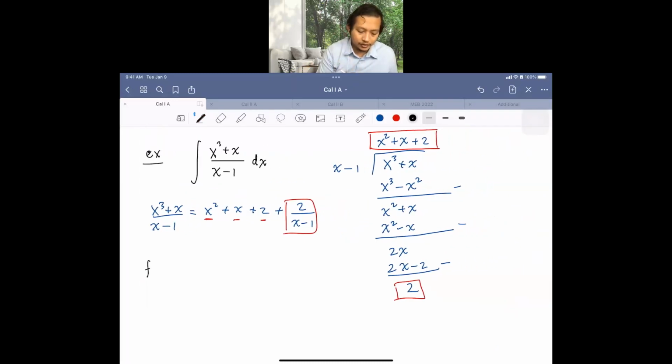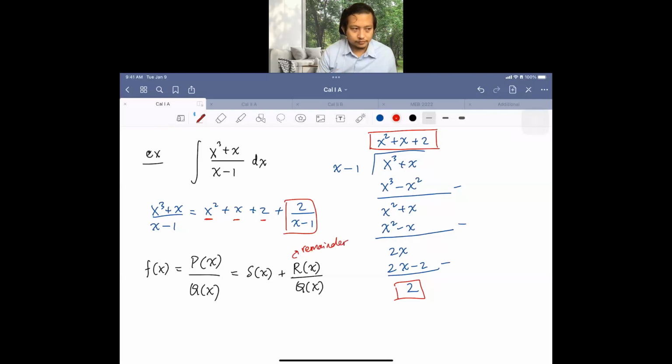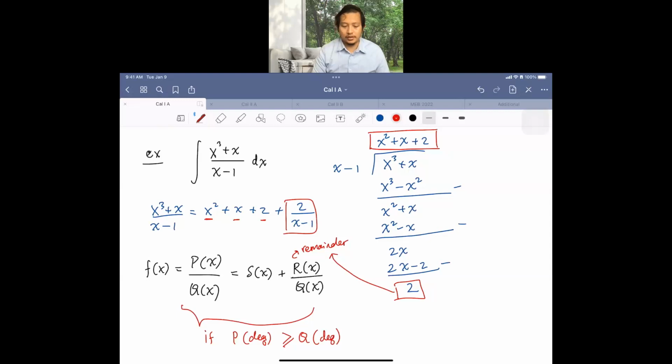So basically we are using the polynomial characteristics. If you have a function p over q, we can make it into s plus r over q. The r is what we call the remainder, right? So that's another idea for solving the integral, and this can happen if the degree of p is greater than q, or at least equal also can be done.